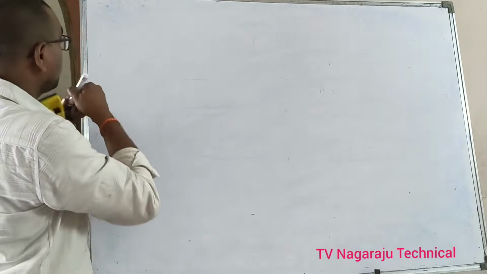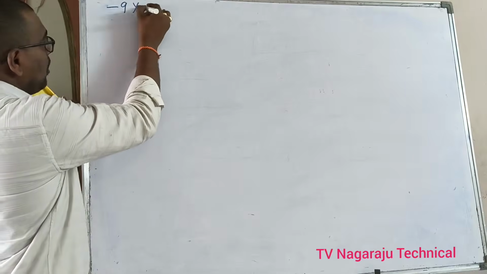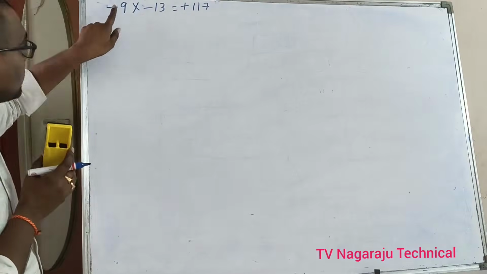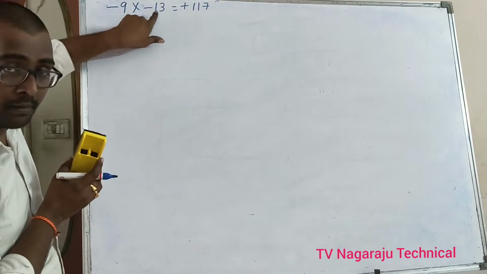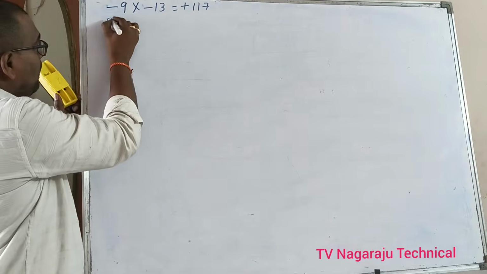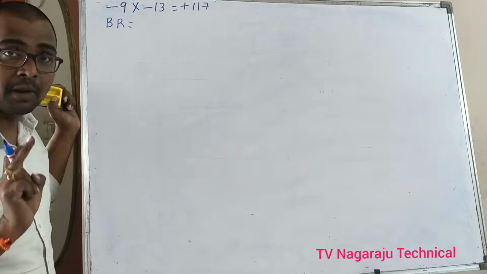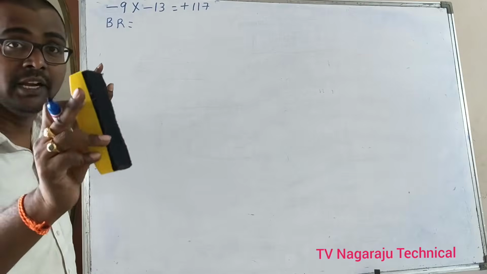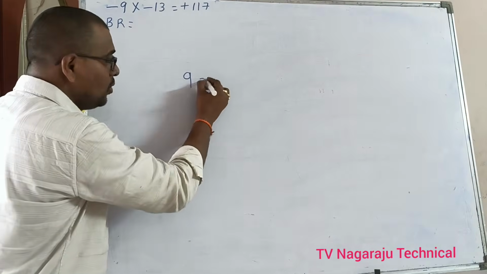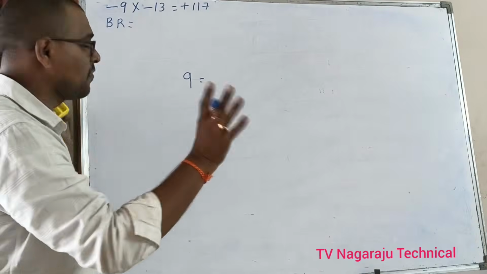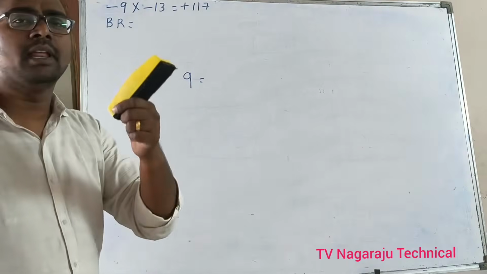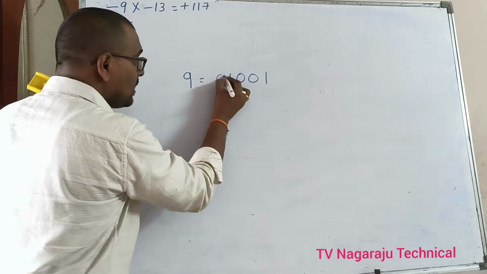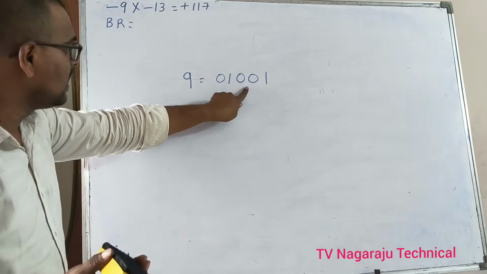Take two numbers, minus 9 times minus 13. What is the answer? Plus 117. These are my two numbers, the multiplicand and the multiplier. Now, the BR value: BR holds the multiplicand. If it is a negative number, we represent it in 2's complement. So what is the value of 9? Assume the number of bits is 5, that is, the size of the register is 5. You can take any size. Here I am taking the size as 5: 01001. This is the general binary value of 9.